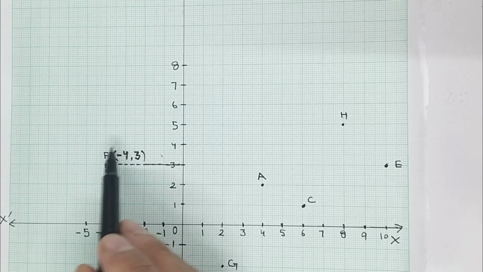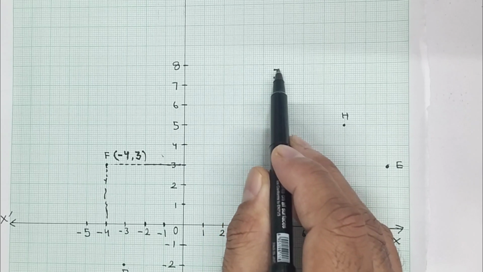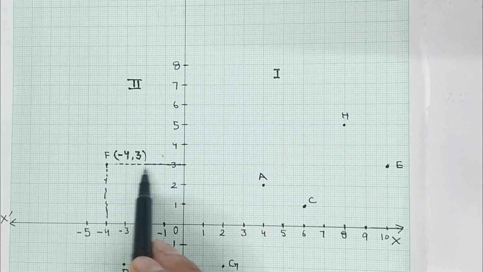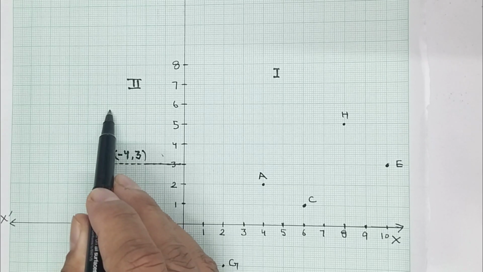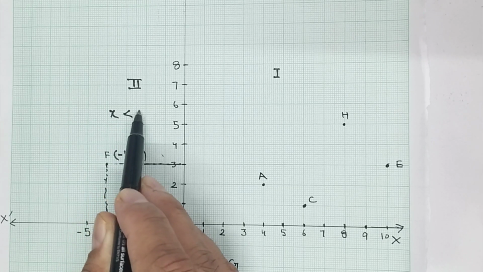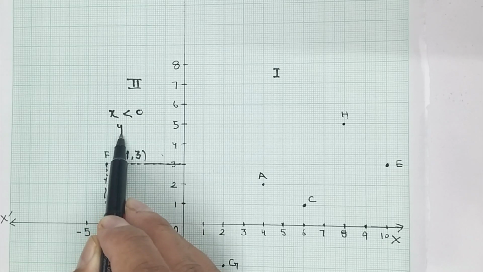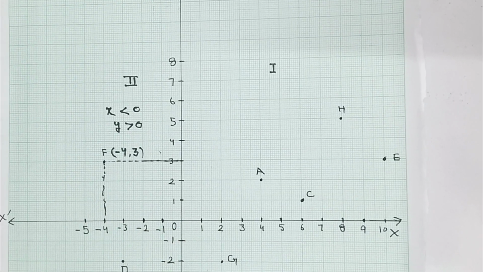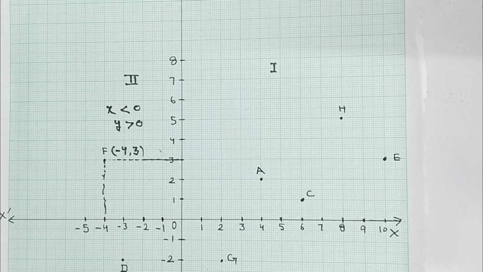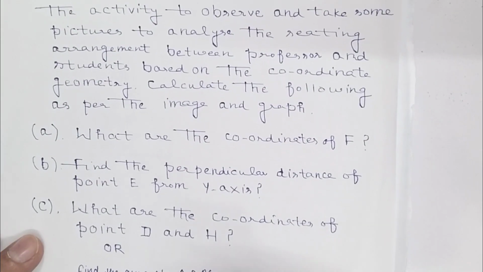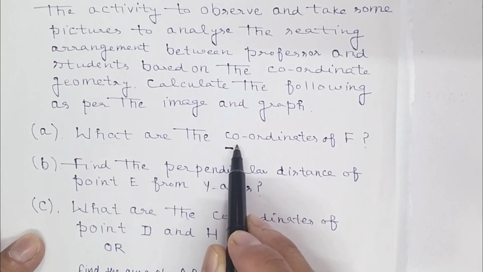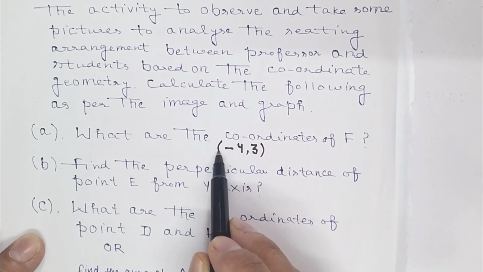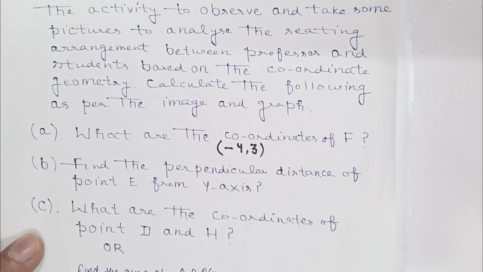So you know that this is the first quadrant, this is the second quadrant. In the second quadrant, the value of x is negative, x is less than 0, and y is greater than 0. So these are the coordinates of point F, that is -4, 3. So here only I am writing the answer of this question. -4, 3 are the coordinates of point F.